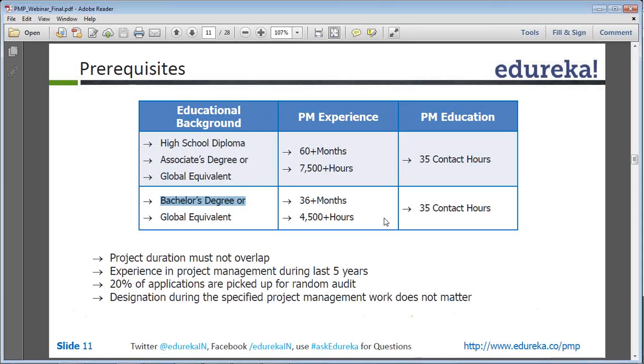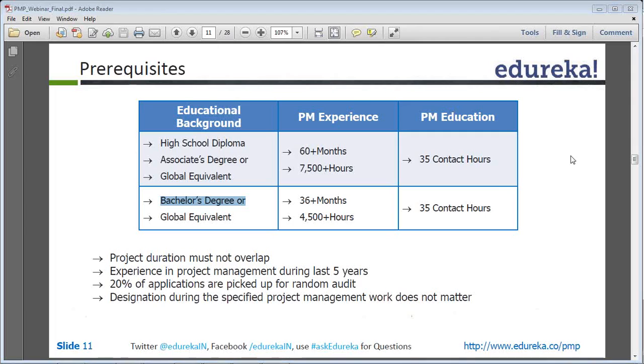So if you have spent, let's say, 10 days in a project and another 12 days in another project, you will give 80 hours in one project, and you will give another 96 hours in the other project.